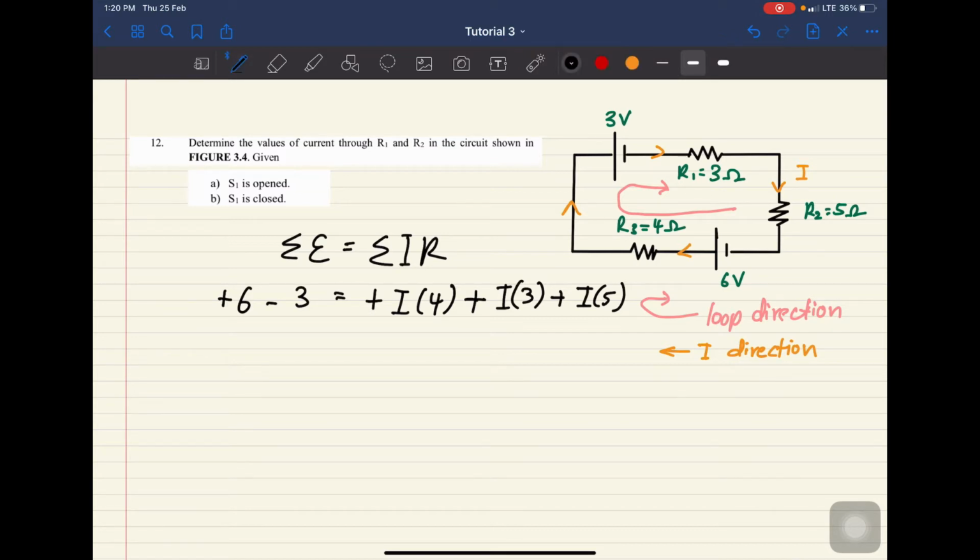So now it's a matter of solving it. It will be 6 minus 3, which is 3. And then this one is 5 plus 3 plus 4. We get 12I. So it will be 3 divided by 12, which is 0.25 ampere. Easy, right? It really is easy. So don't worry too much.